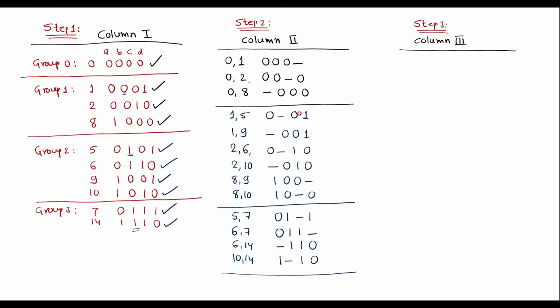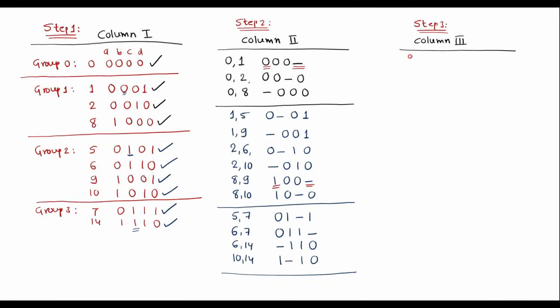Now let me compare the numbers present in column 2. Now I will compare 0, 1 with all these numbers of the second group. Here in 0, 1 we can see that in the LSB there is a dash. So now we will compare this number only with those which have a dash in the LSB. Here we can find a dash in the LSB. If I compare this with this, they differ by only 1 bit, that is the MSB bit. Here it is 0 and here it is 1.